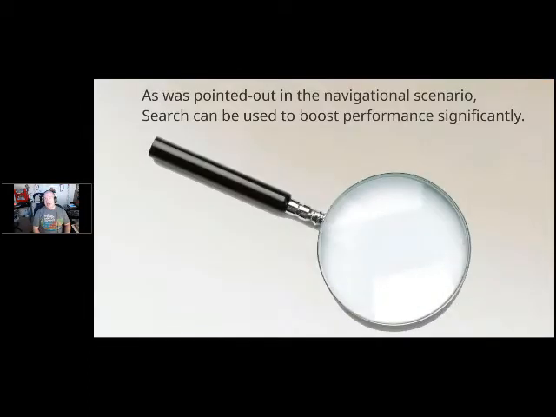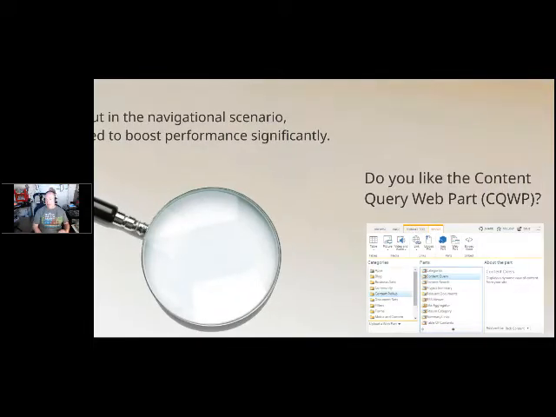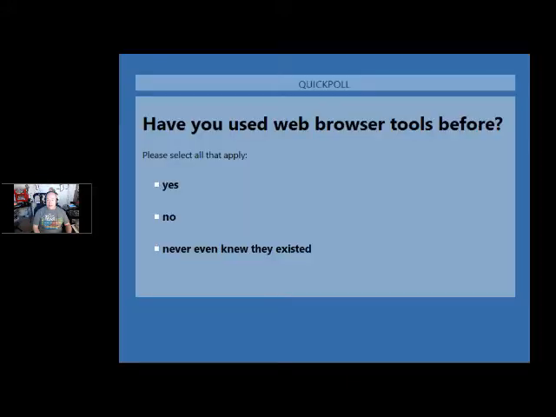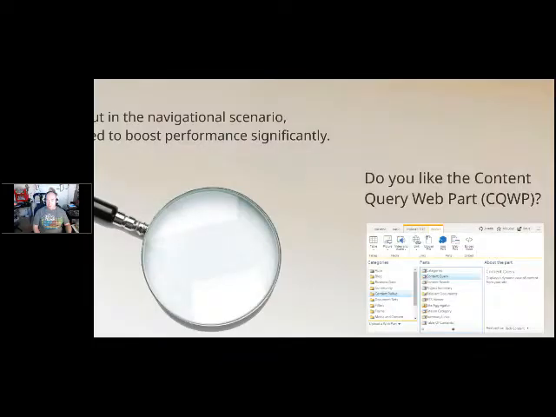So, as I pointed out with navigational stuff, search can be used to boost performance significantly. How many of you, this is kind of a rhetorical question, but how many of you have users or you yourself like to use the content query web part? We've had it for a number of versions now since SharePoint 2007, and this is what users typically use to aggregate and roll up data for presentation in a single location to grab data from across a site collection.